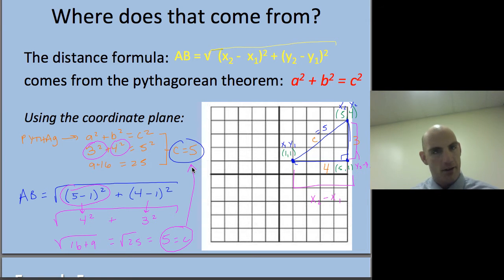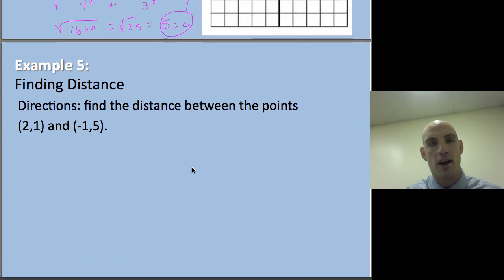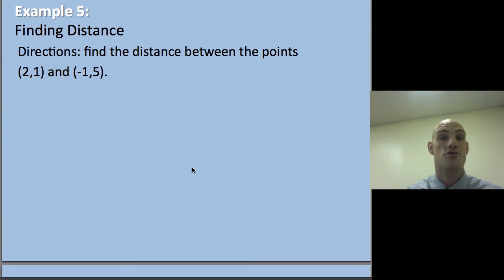So why does it matter? Why don't we just use the Pythagorean theorem? Not every triangle is a right triangle, and we don't always want to have to draw it, and we might not be able to count the boxes. So when I look at this point here and I want to find the distance between these 2 points, I'm going to label them x1, y1, and x2, y2.